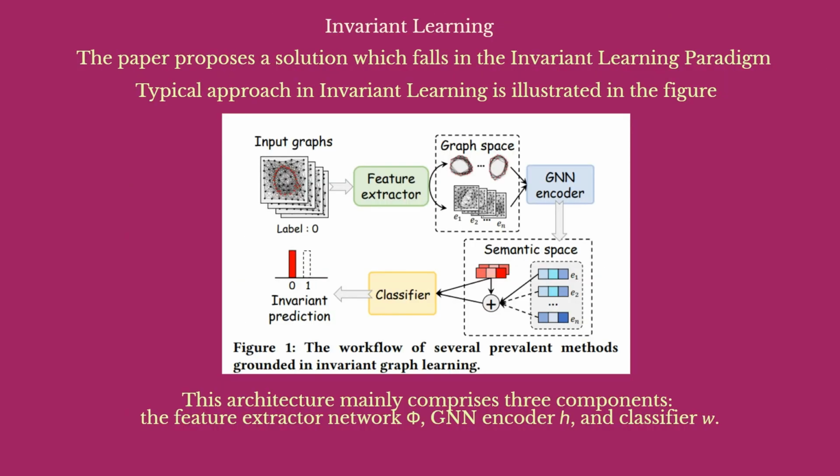In invariant learning, this paper proposes a solution which falls in the invariant learning paradigm. We can see the typical approach in invariant learning from the figure. This architecture mainly comprises three components: the feature extractor network, the GNN encoder, and the classifier. The core idea is to extract stable features via the feature extractor, subsequently inputting these features into the GNN encoder and classifier for predictions. If the feature extractor can effectively capture stable features in graph data across all possible environments, then the model can achieve excellent generalization under distribution shift.